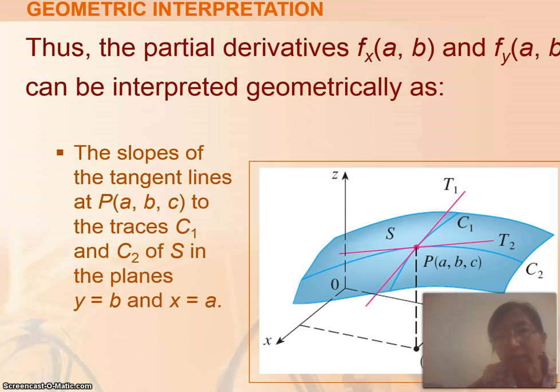Thus, the partial derivatives f with respect to x at the point (a, b) and f with respect to y at the point (a, b) can be interpreted geometrically as the slopes of the tangent lines at point P(a, b, c) to the traces C1 and C2 of S in the planes y equals b and x equals a.